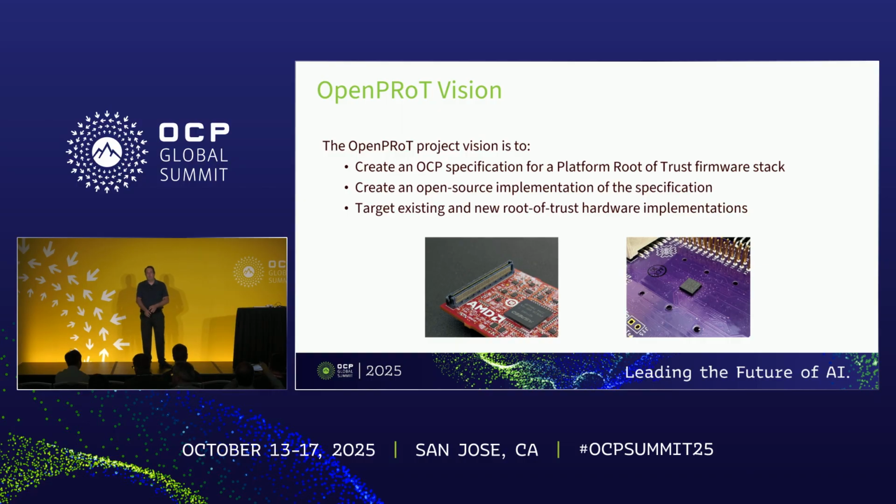We first announced OpenPRoT at the OCP EMEA Summit back in April. We had three main goals when we created this project. First of all, we want to create an OCP specification to define a platform root of trust stack. Secondly, we want to create an open source implementation of that specification. And finally, probably most importantly, we want to make sure that that firmware stack can run anywhere we need it to. So the intention is to be able to target both existing hardware root of trust as well as new upcoming implementations.